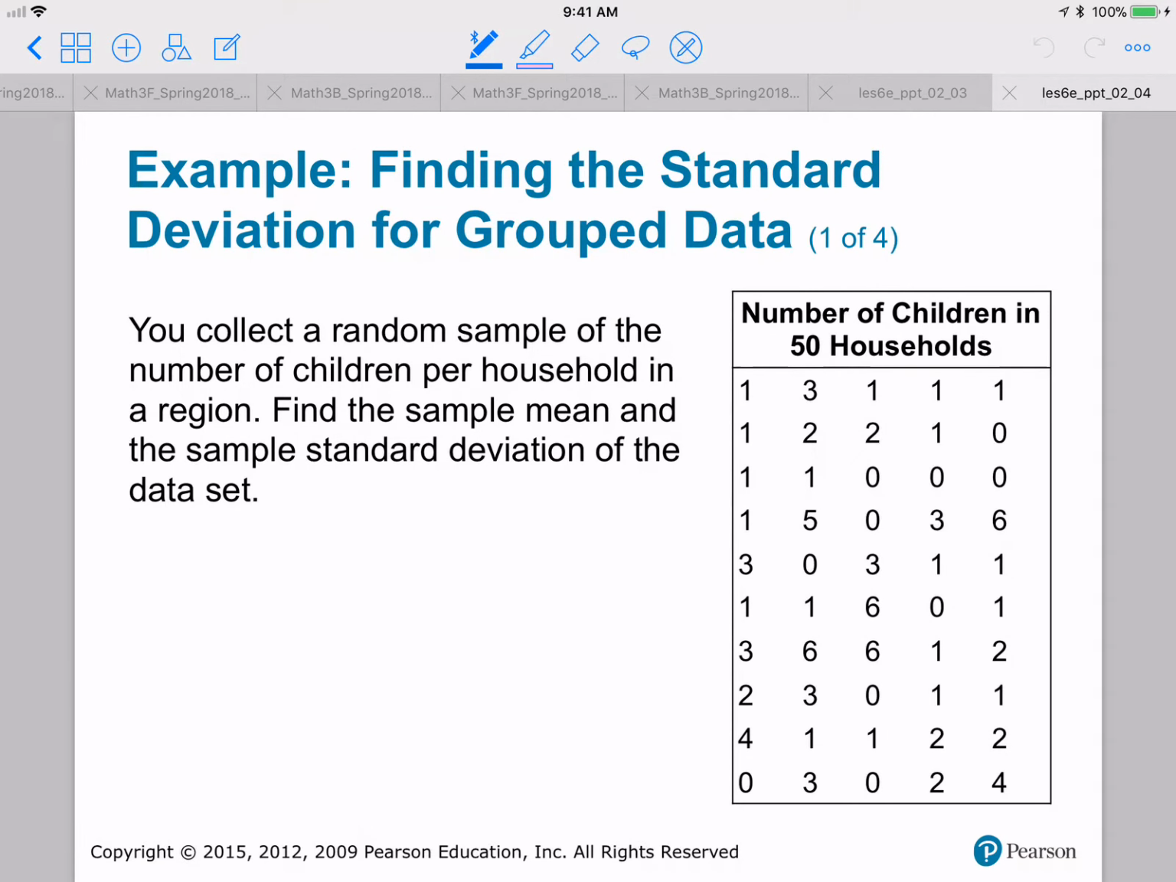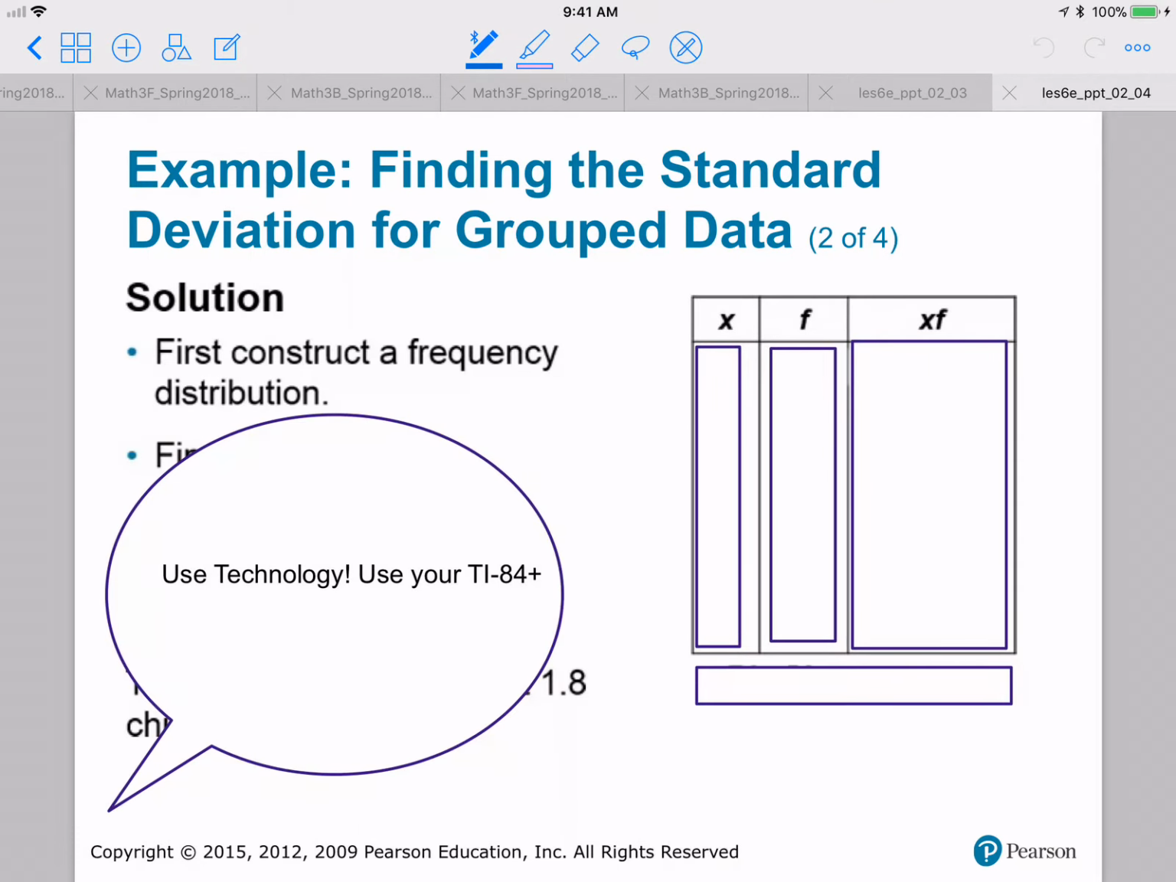Now, let's look at this example here. You collect a random sample of the number of children per household in a region. Find the sample mean and the sample standard deviation of the data set. So, here's what we're going to do. First of all, we want to use technology, so we're going to use that TI-84. But in order to do that, we need to come up with L1 and L2. So in order to use the calculator to find the mean and the standard deviation, we need to have our values for L1 and L2.